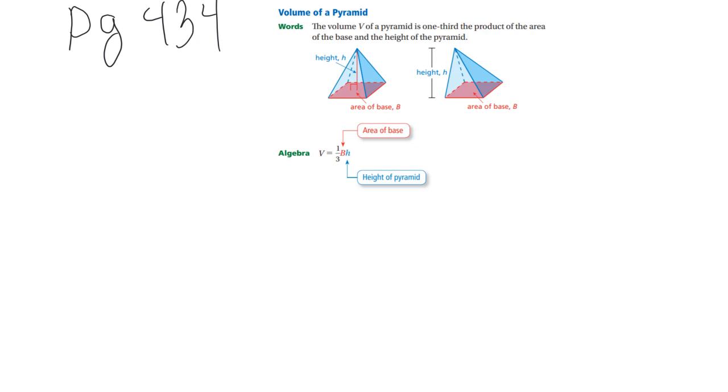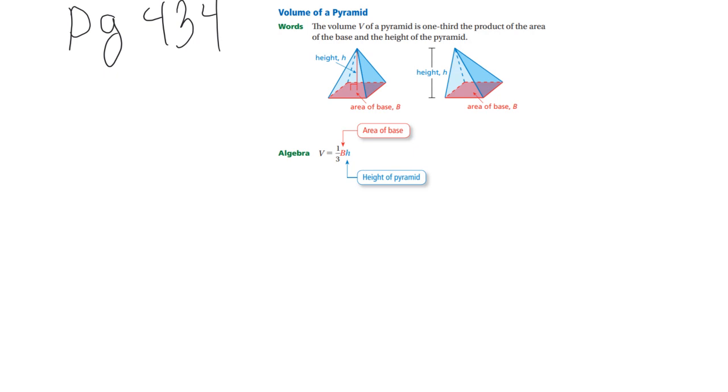And you figure that out by taking the area of the base, which we called capital B, and then we multiplied that by the height. That was for the volume of a prism. So things that have two bases, like your cylinders, your rectangular prisms, your triangular prisms.